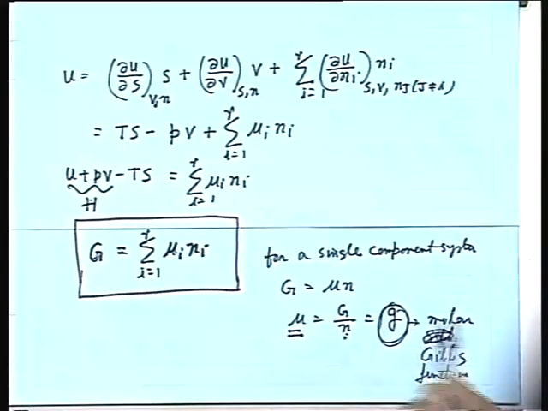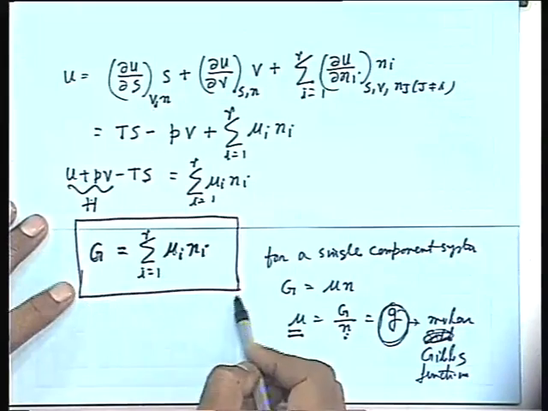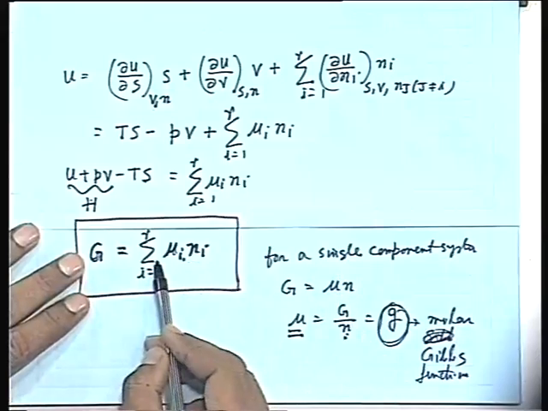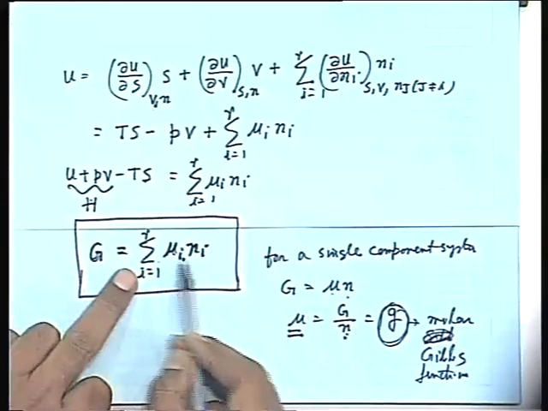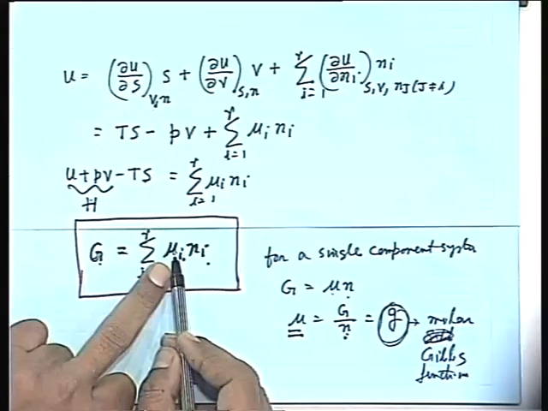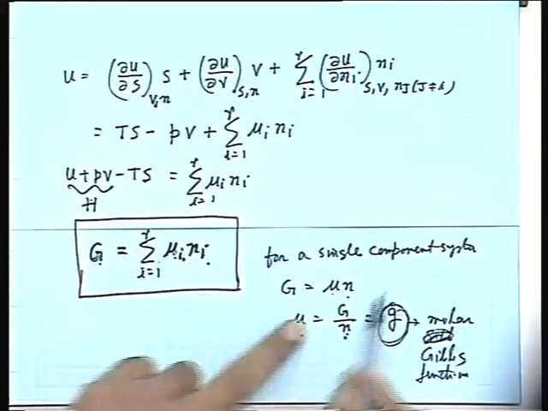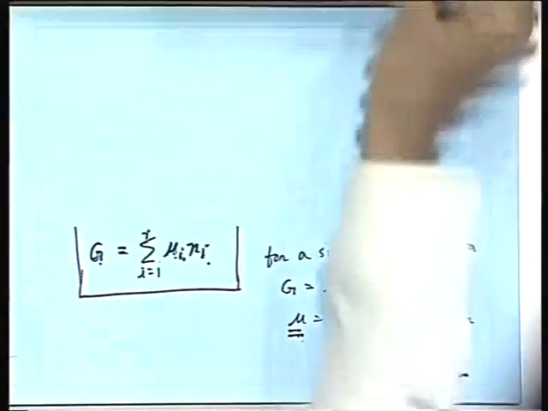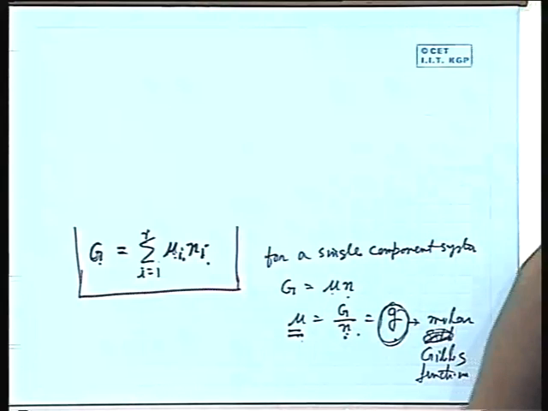It will be more clear afterwards when I discuss the partial molar property. So today I will end here: G is the sum of μᵢ nᵢ, and for a single component system we get μ times n. That means for a multi-component system, the Gibbs function is the sum of the product of chemical potential and the number of moles. For a single component system, the chemical potential is the molar Gibbs function. Okay, fine. Next class I will discuss further. Thank you for today.